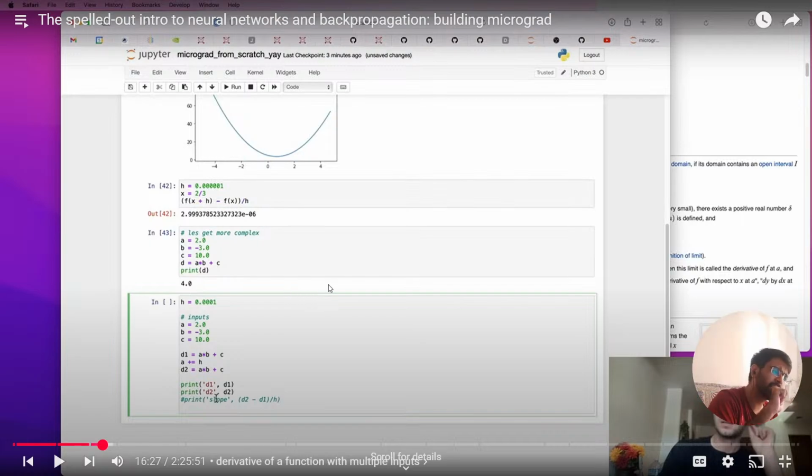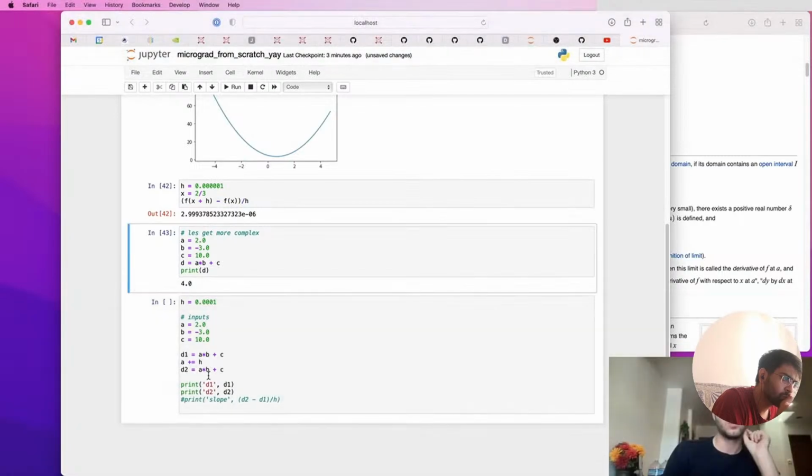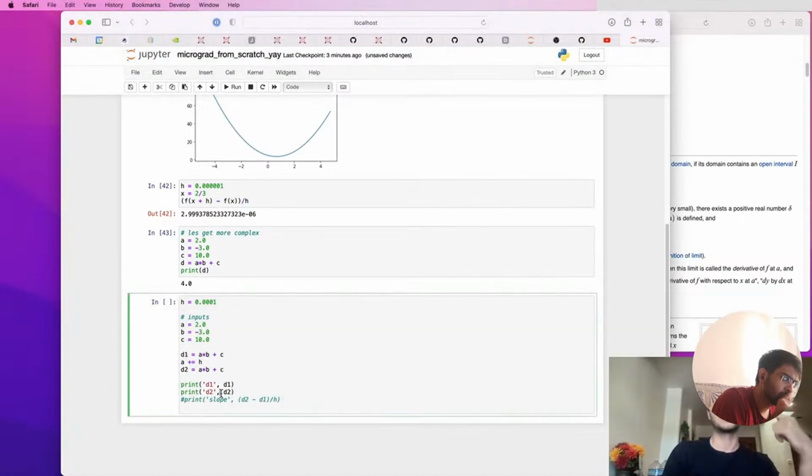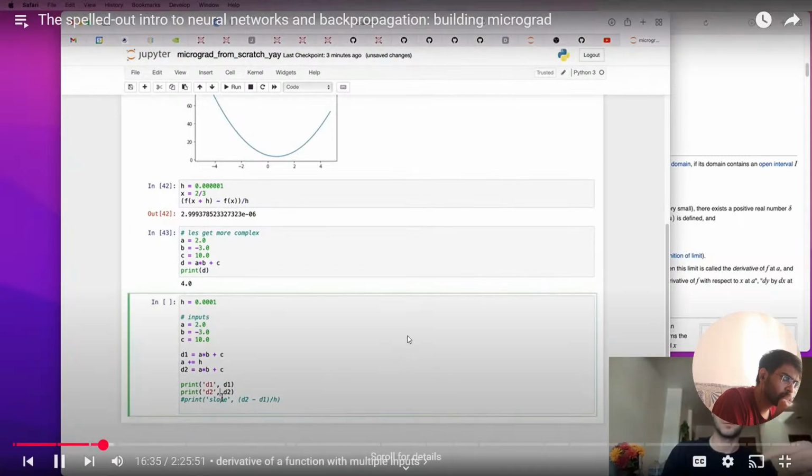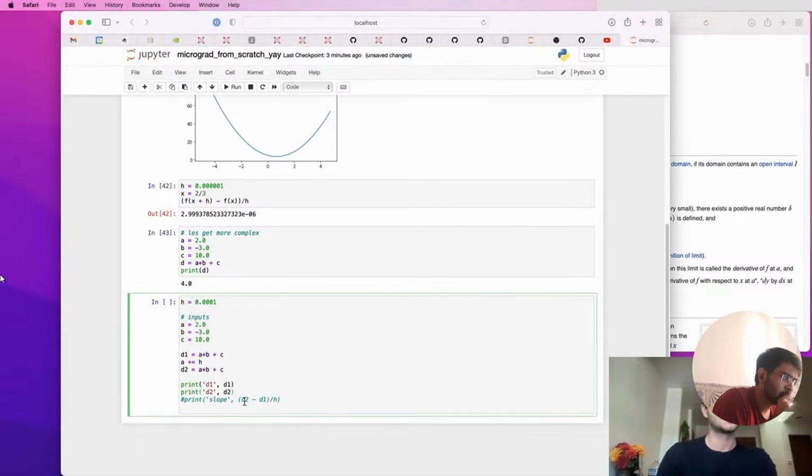In particular, d1 will be 4. Will d2 be a number slightly greater than 4 or slightly lower than 4? Slightly lower than 4. And it's going to tell us the sign of the derivative. So we're bumping a by h. B is -3, C is 10. So you can just intuitively think through this derivative and what it's doing.